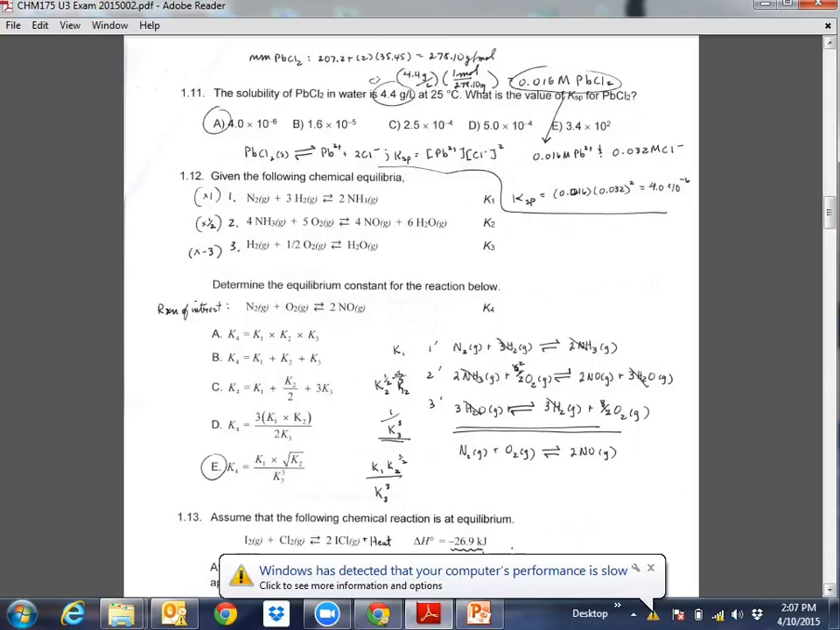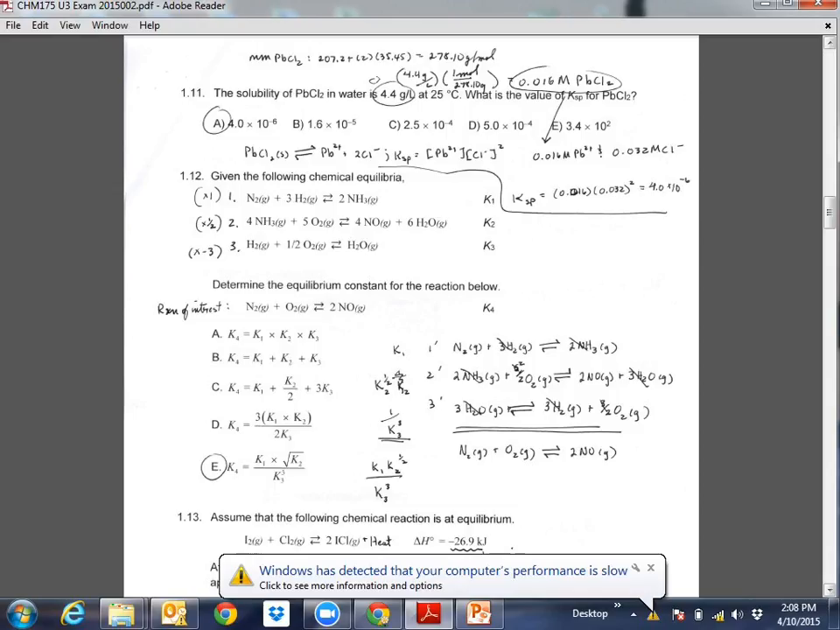Question 12 was probably one of the more interesting ones, the multiple choice. Given the overall equation of interest, N2 plus O2 goes back and forth with 2NO, and given the 1, 2, and 3 you see above it, can we manipulate 1, 2, and 3 to get the overall equilibrium of interest? Notice for number 1, we leave it the same. For number 2, we take it times 1/2. And for number 3, we reverse it and take it times 3.